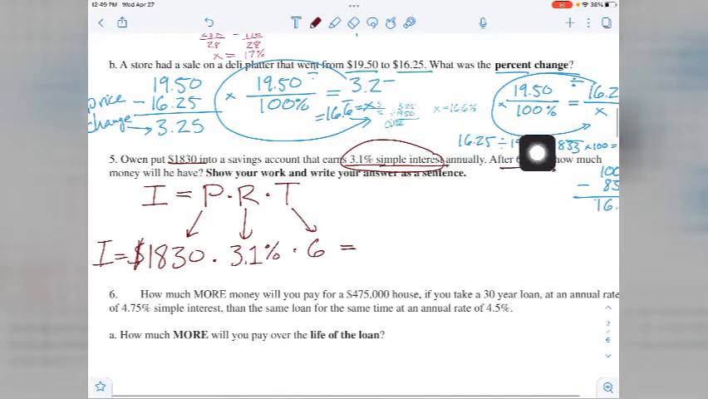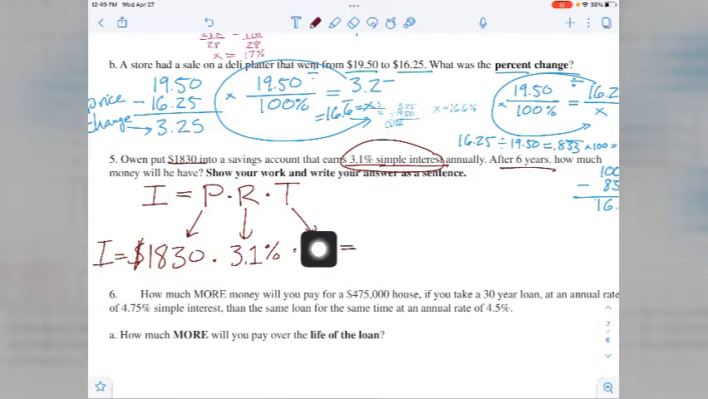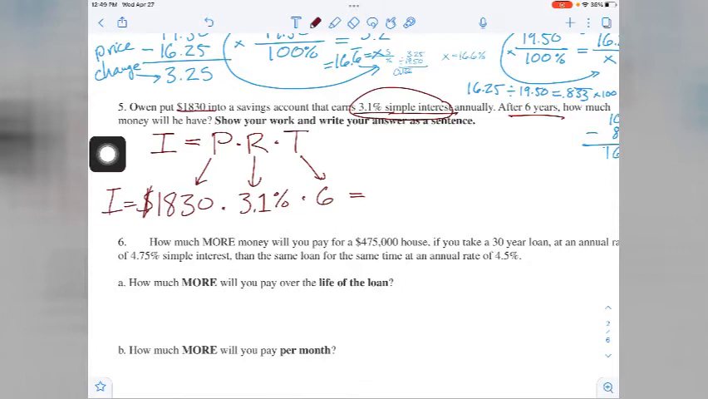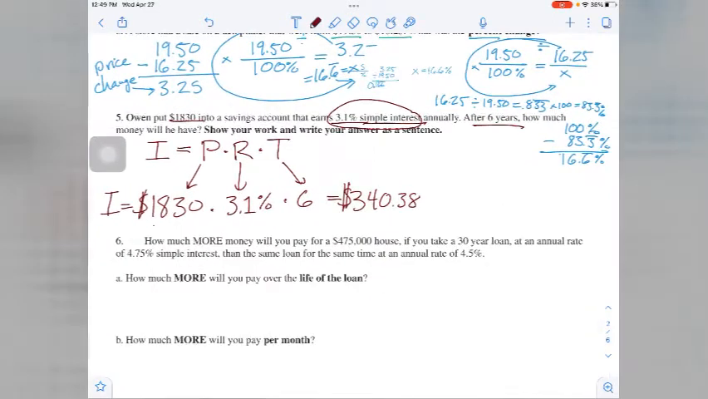If it was a monthly rate and it was 6 years, I would need to do 6 times 12 or something. But it's an annual rate, so it's 6 times once a year. So then I would type all this into my calculator, and I should come up with $340.38. So that is the interest that Owen makes over 6 years, if Owen doesn't do anything else to the money.